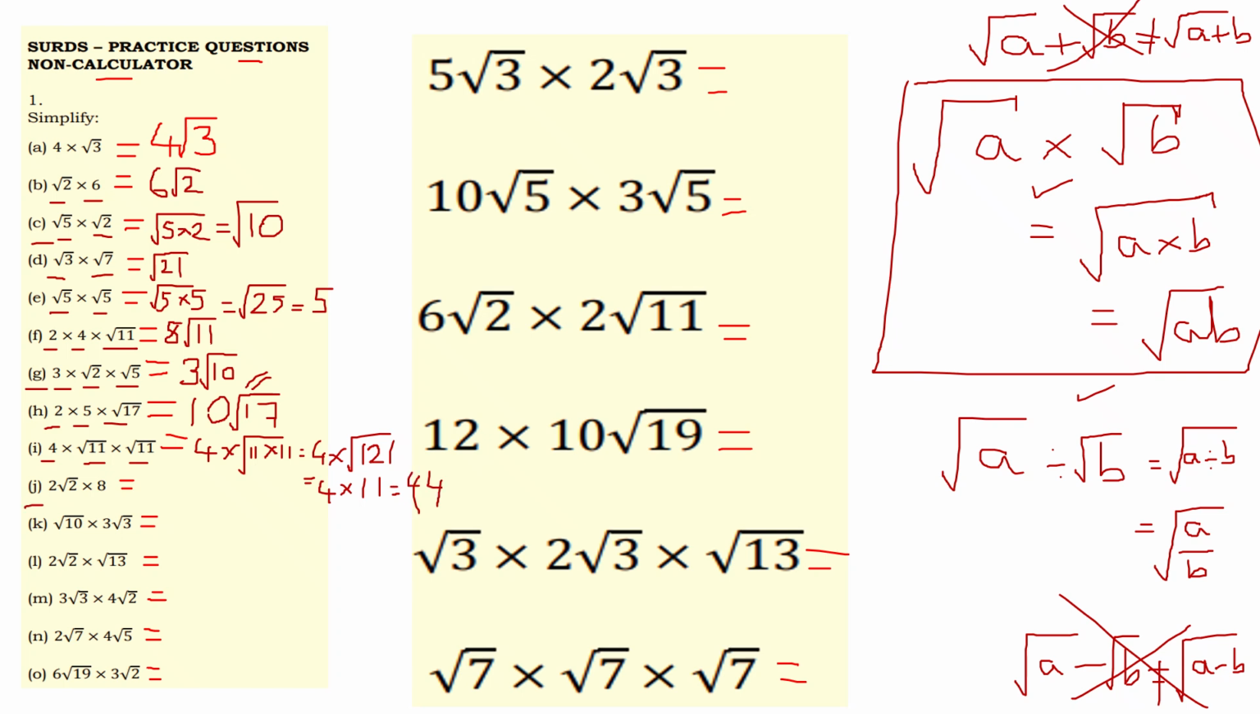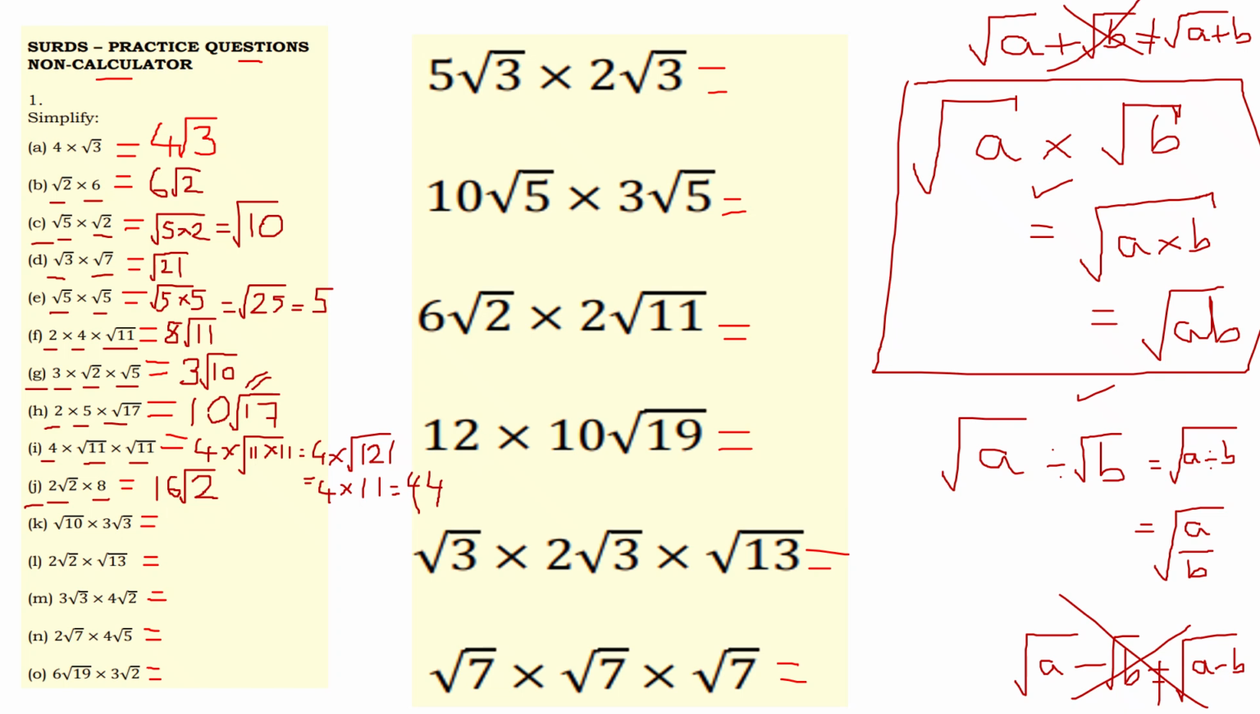Next up, part J, 2 root 2 times 8. 2 times 8 is 16, and then we tag on the root 2. So numbers multiply with numbers, and then roots multiply with roots. Numbers go with numbers, surds go with surds. Or surds multiply with surds, and numbers multiply with numbers. So integers multiply together, and surds multiply together.